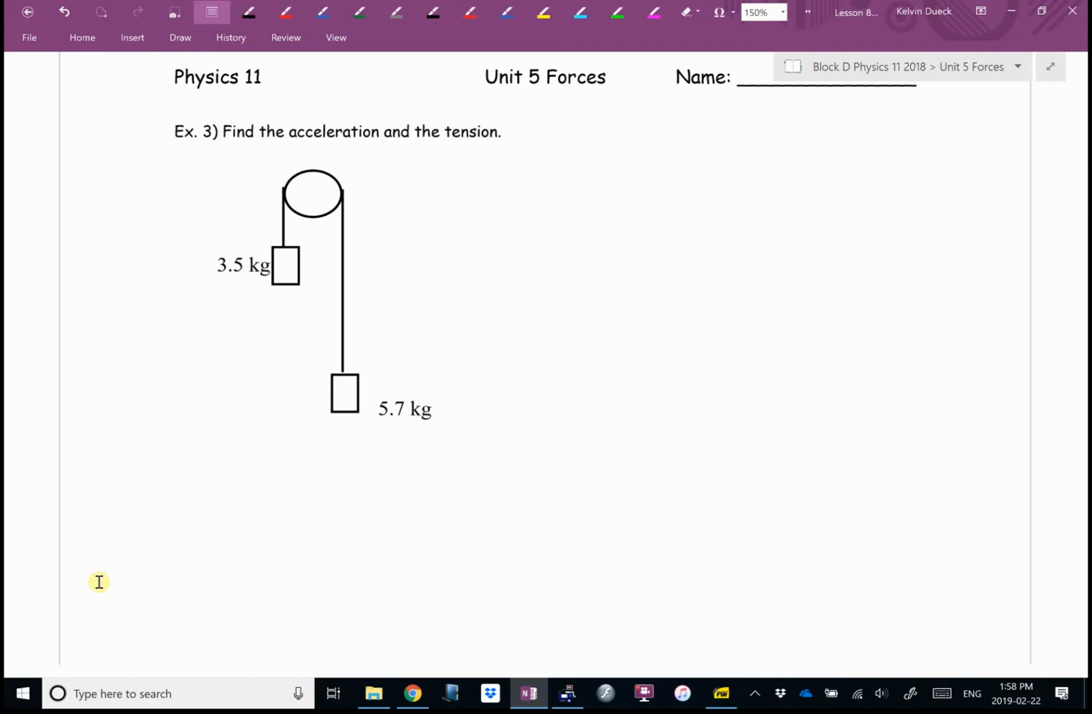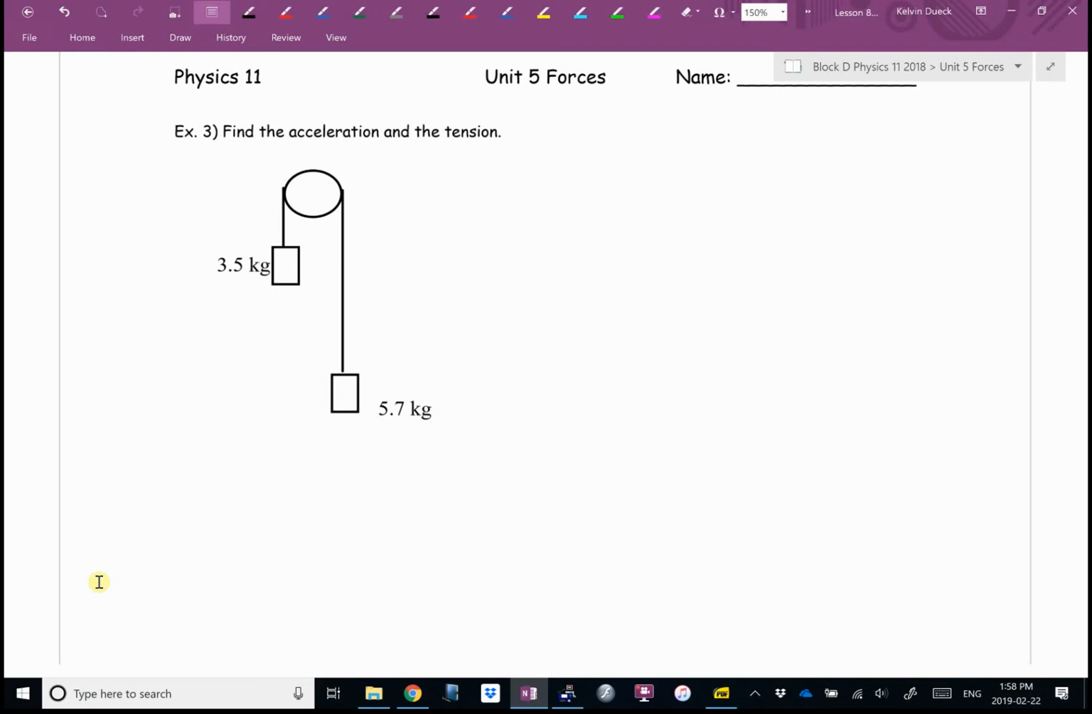Let's go to example 3. I like example 3. There's going to be an Atwood machine on your test. So here's what I'm going to do. I'm going to freeze the screen. You can try this on your own. Let's set up the free body diagram, though, first.